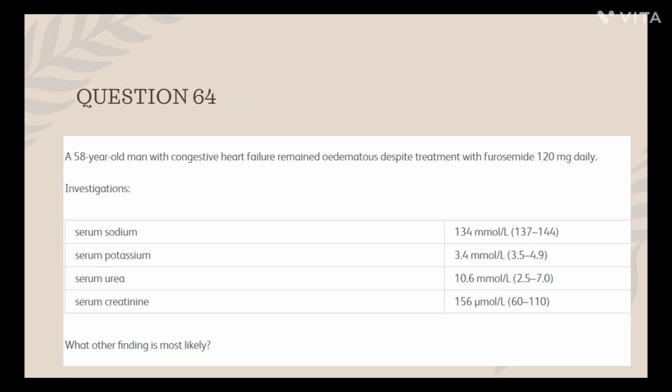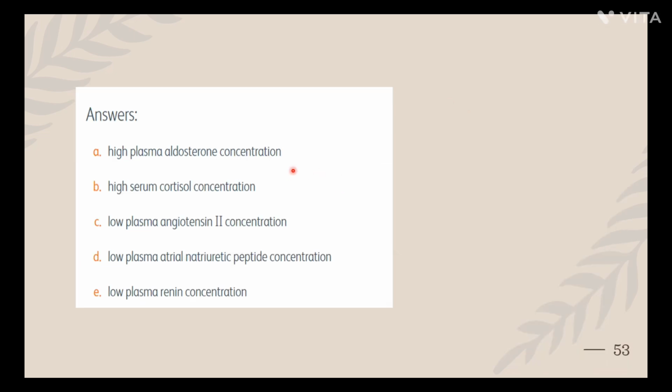A 58-year-old man with congestive heart failure remained edematous despite treatment with furosemide 120 mg daily. Investigation shows serum sodium is 134, a bit low, potassium is 3.4, serum urea is 10.6, creatinine is 156. What other finding is most likely? So we'll look at the options: high plasma aldosterone, high serum cortisol, low plasma angiotensin 2, low plasma atrial natriuretic peptide, and low plasma renin.